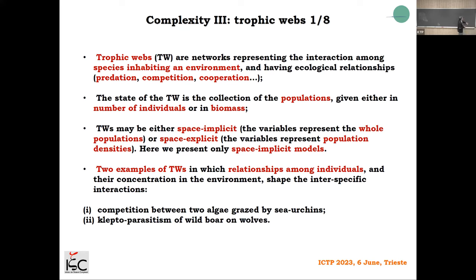So trophic webs are networks that represent the interaction among the different species inhabiting a given environment and having ecological relationships like predation, competition, cooperation, and so on. The nice thing about trophic webs is that they describe the environment not taking care only of the evolution of the single species, but focusing on the interactions among them, so that the dynamical variable describing a network or a trophic web describes the whole state of the system.